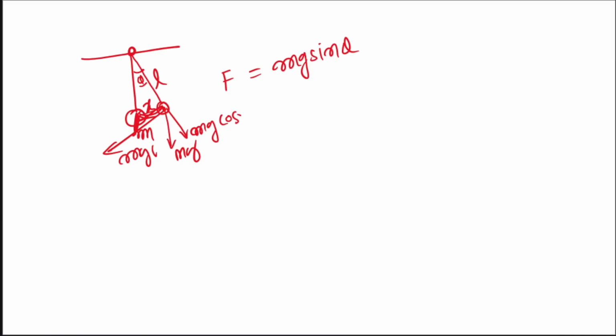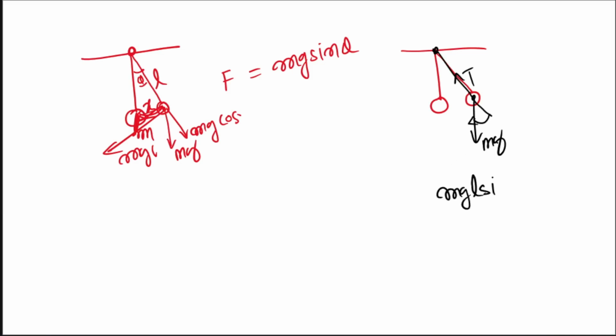Also, you can solve this with angular SHM as well. In that case, this is the equilibrium position, you give it a slight nudge, and at this nudged point you consider the torque acting on it. The mg force and the tension force: the tension will have no torque, since it is passing through this point, and the torque of mg around this point will be this one. This is your mgl sin theta.